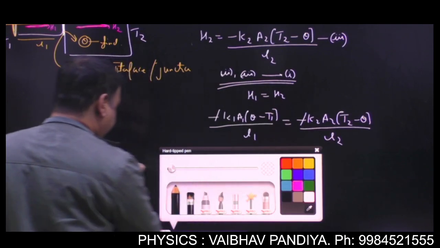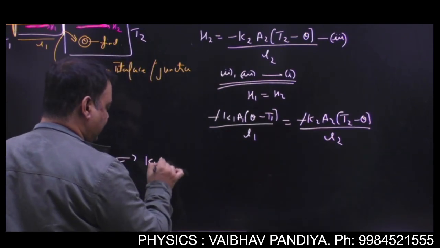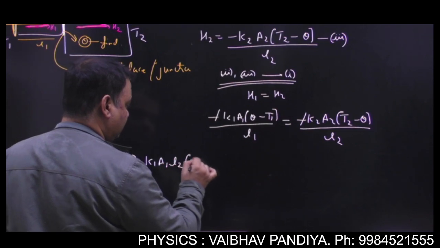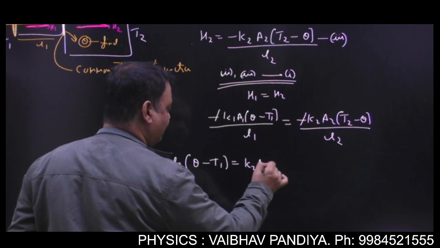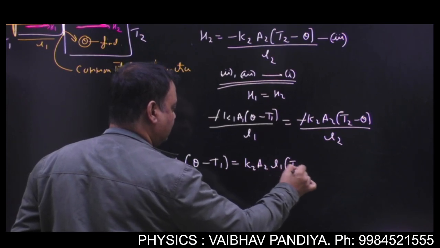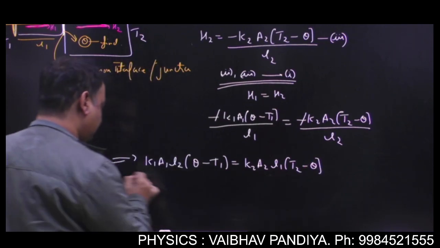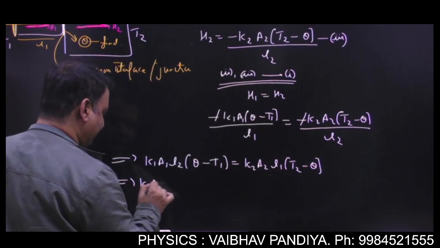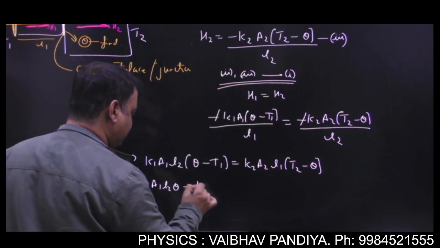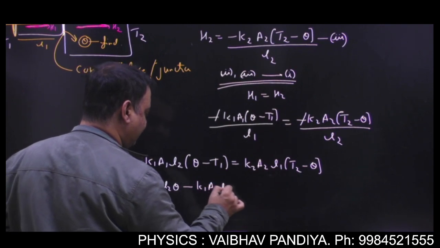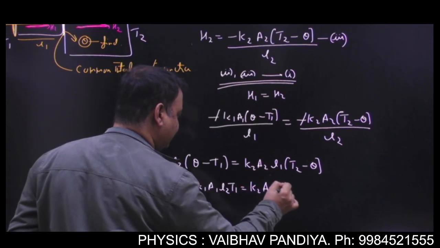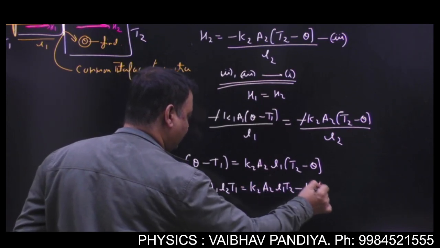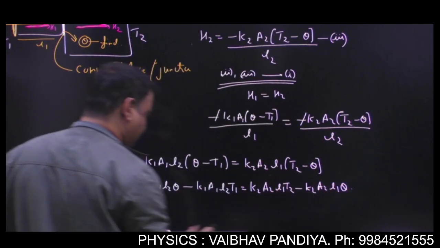So I will get K1A1 L2 (theta minus T1) is K2A2 L1 (T2 minus theta). So I'll get K1A1 L2 theta minus K1A1 L2 T1 is K2 A2 L1 T2 minus K2 A2 L1 theta. Now what is the goal?